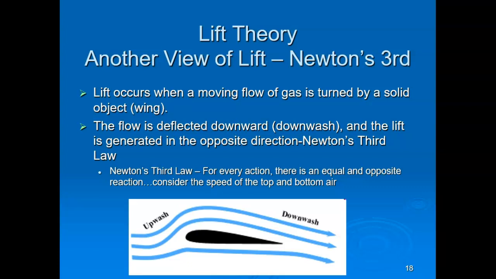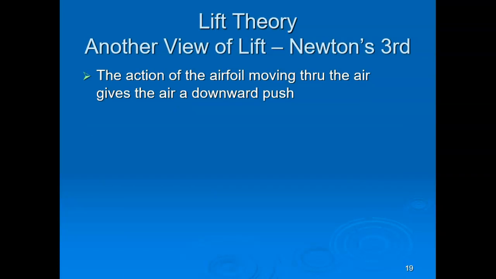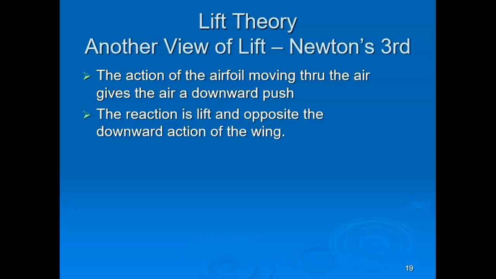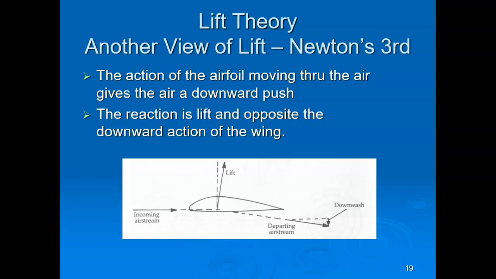So in addition to upwash, as the wind flows over and under the wing, there's also downwash. That downwash is what creates the opposite reaction upward. So in addition to differential pressure, we also have Newton's third law acting on the wing to produce lift. The action of the airfoil moving through the air gives the air a downward push. That downward push results in an opposite reaction up, and that contributes to the lift created by the wing. As you can see in this illustration, lift is created as the air hits the leading edge of the wing and is deflected down. That's called downwash.